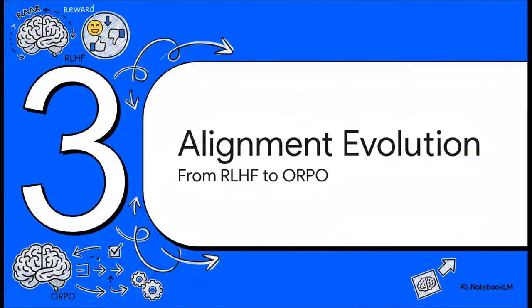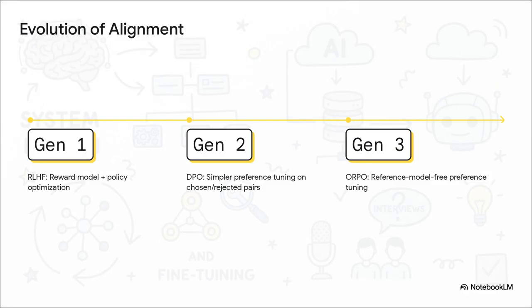Section 3, Alignment Evolution from RLHF to ORPO. Once the model actually learns the task via supervised fine-tuning, I need to see how you handle preference optimization. The alignment pipeline has evolved so fast. We started with classical RLHF, supervised fine-tuning, training entirely separate reward models, and doing complex PPO optimization. But that was expensive and, honestly, pretty unstable.